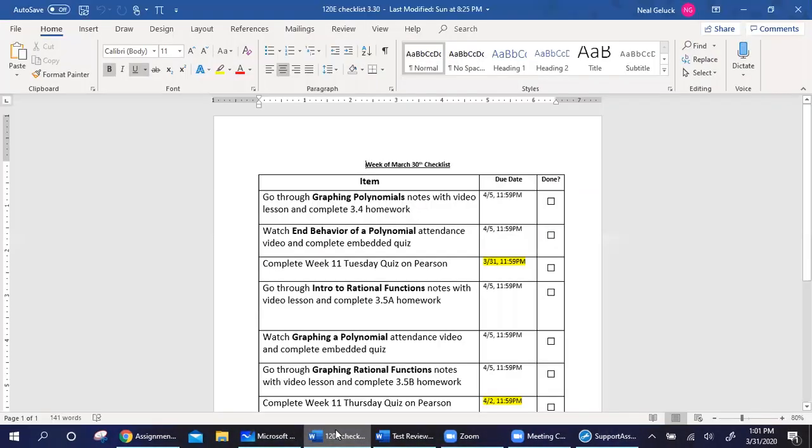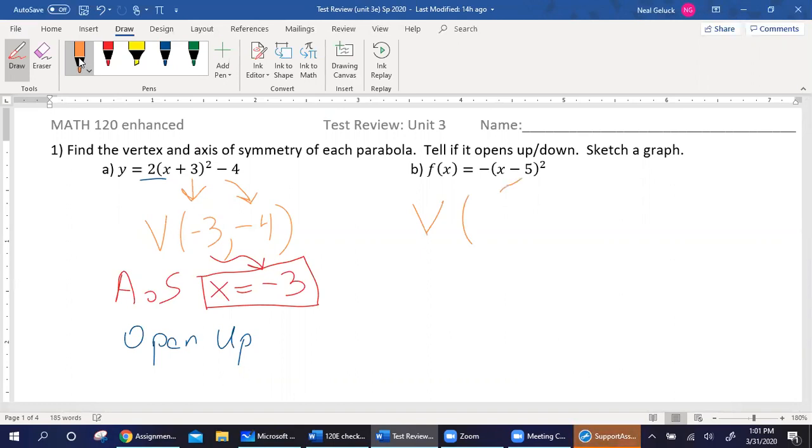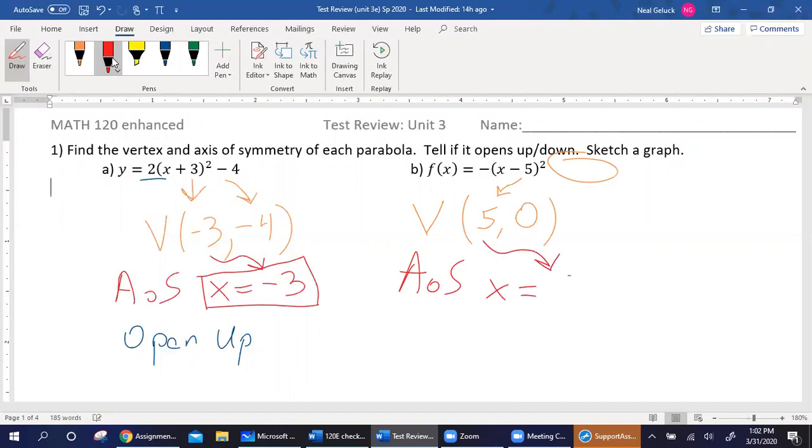On letter B, my vertex is, well, let's see. Remember, we switched this sign, so that's going to be 5, comma. There's nothing out here, but that's just a 0, so 5, comma 0. I'm adding nothing on the end. Again, remember the axis of symmetry is always x equals, and it's just the x coordinate of that vertex, 5. And since this one has a negative out in front of it, this one will open down.